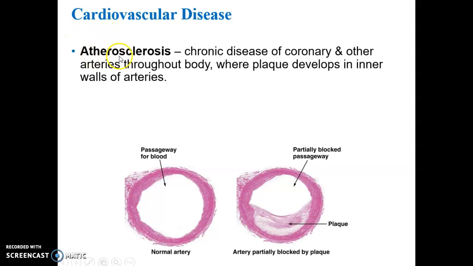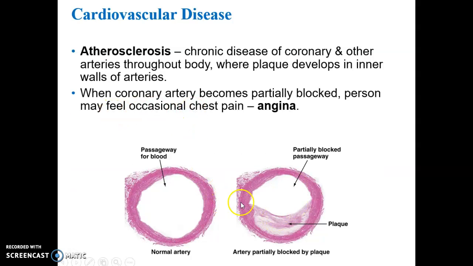So arteriosclerosis is a chronic disease, meaning a long-term disease of the coronary and other arteries in the body, where fatty plaque buildup develops in the inner walls of the arteries, and it can develop to the point where it can essentially completely block the artery. And this situation here is simply a partial blockage, but that means it's limiting blood flow.